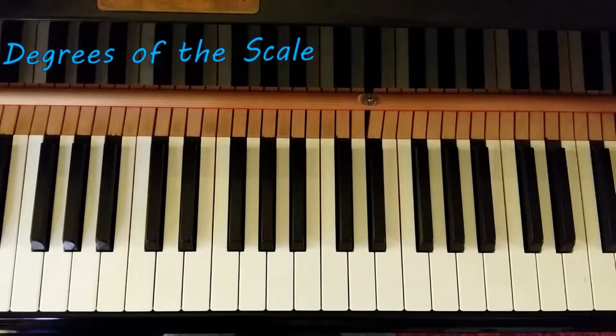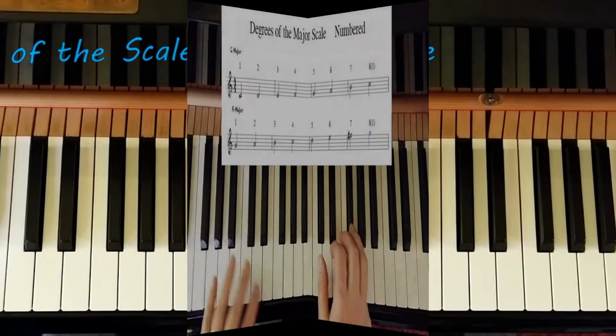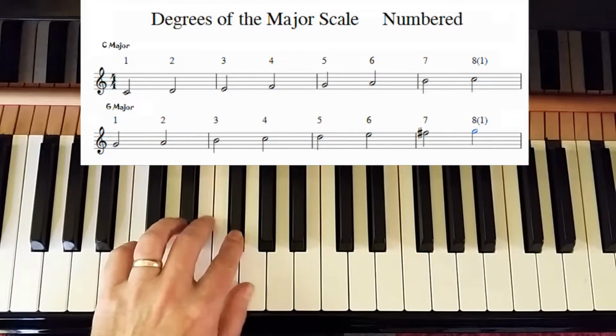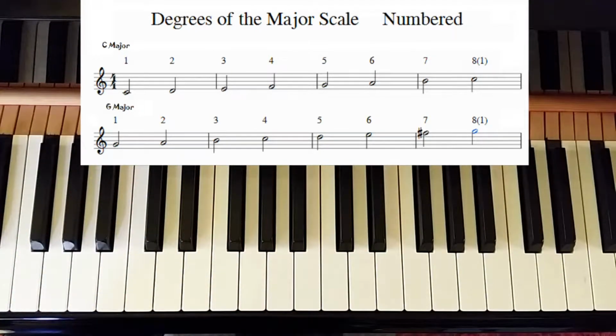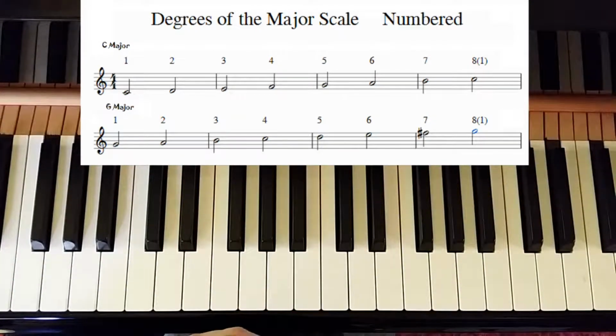Degrees of the scale could be considered the key to it in a lot of respects. 1, 2, 3, 4, 5, 6, 7, 8. It's always that, which makes it really useful for figuring out what notes make up your chords.